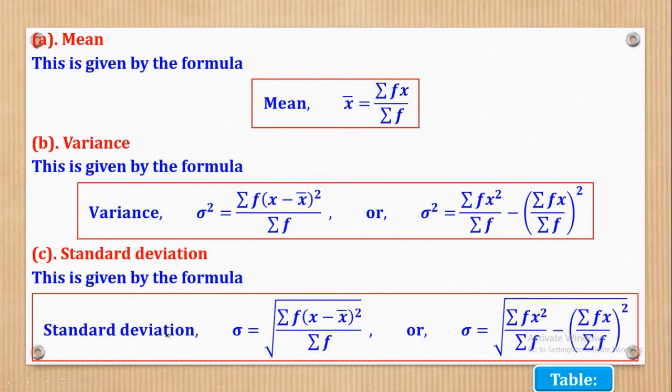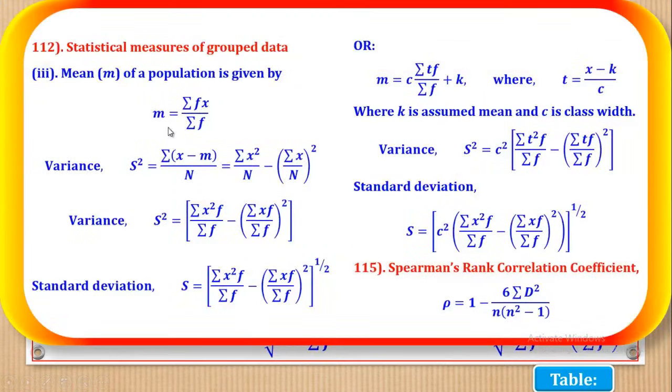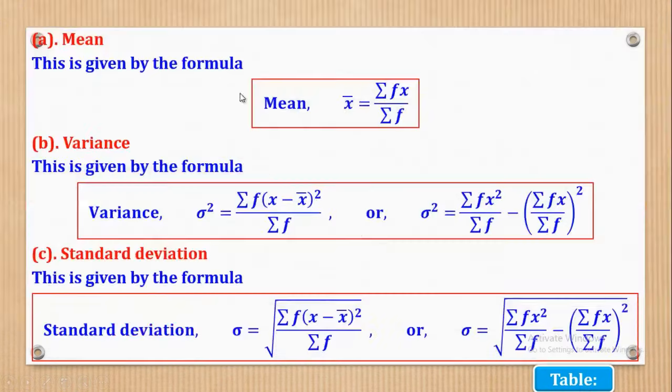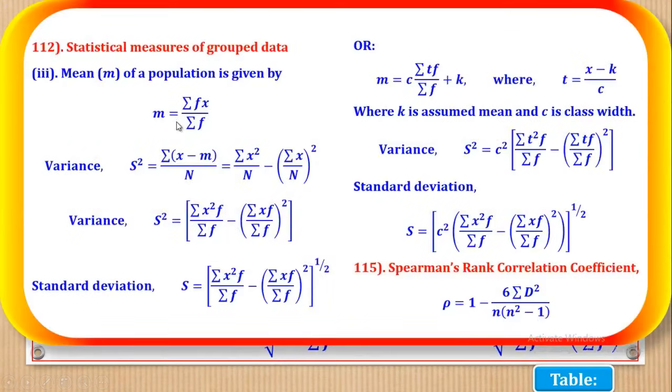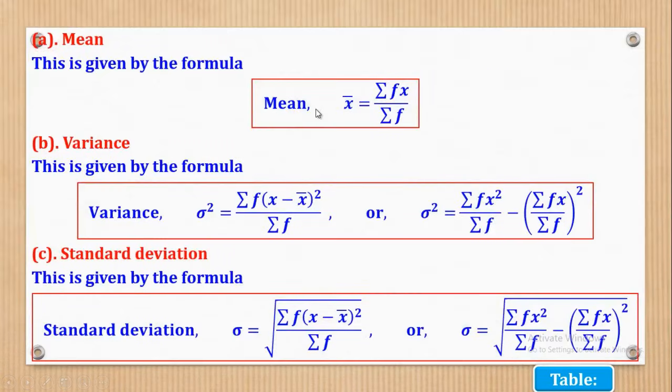For example, the formula for mean is here. Here we have summation of fx over summation of f, which is here summation of fx over summation of f. The only difference is that for them, the symbol for mean is m, and for us our symbol for mean is x bar, but the rest is the same. So I think by now you know x is the data value and f is the frequency.